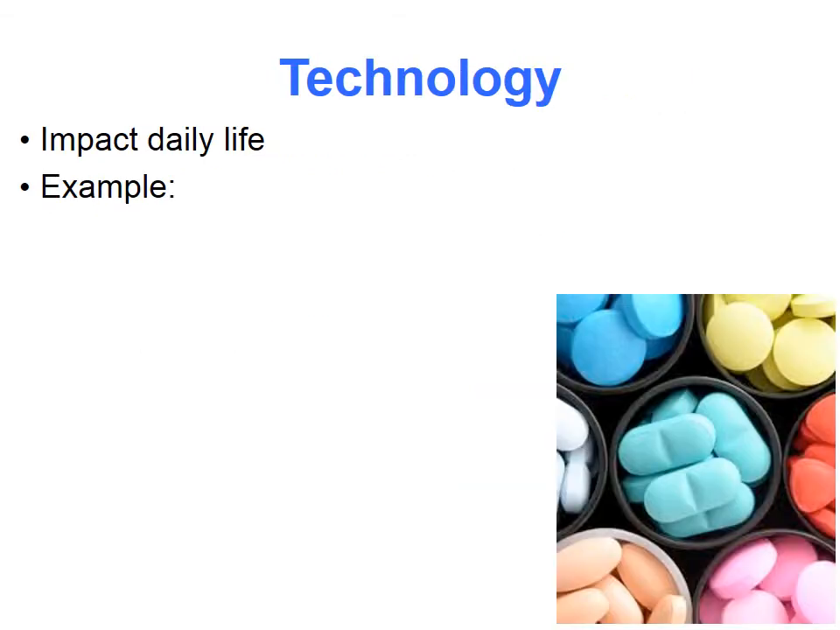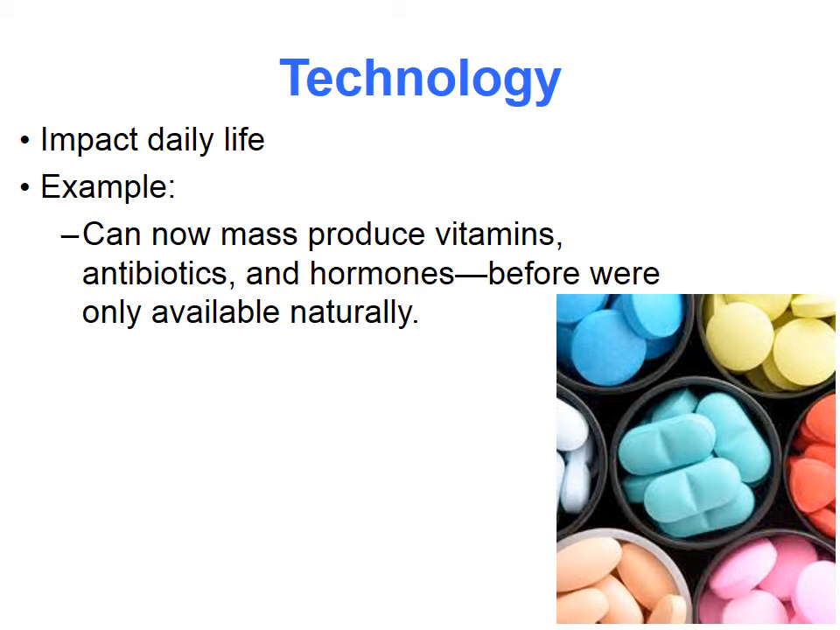So technology can impact daily life. A good example is the ability to mass produce vitamins, antibiotics, and hormones. It used to be that the only way you could get them before was naturally. Now we're able to actually make vitamins and antibiotics.